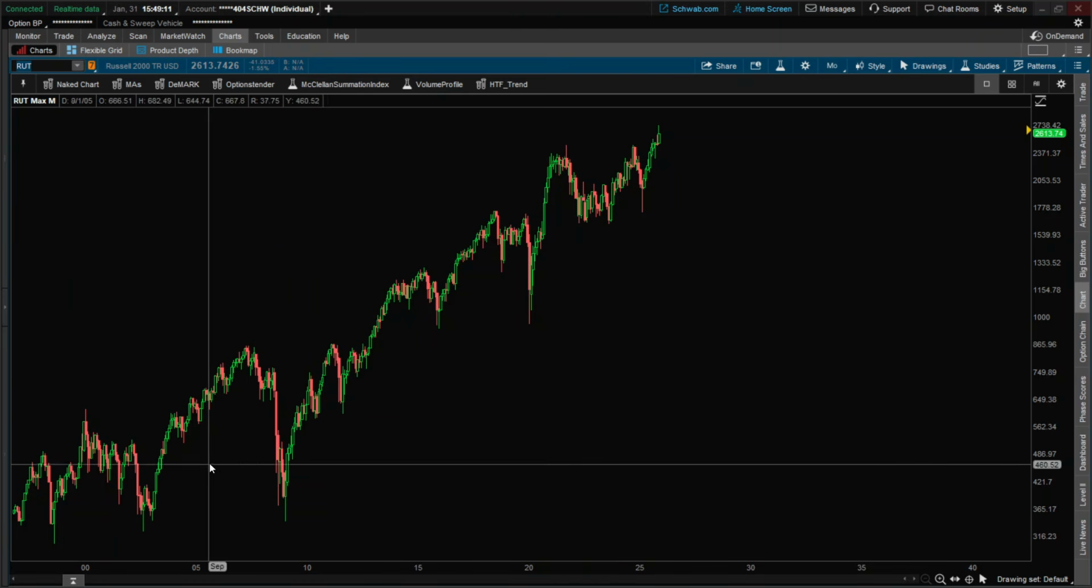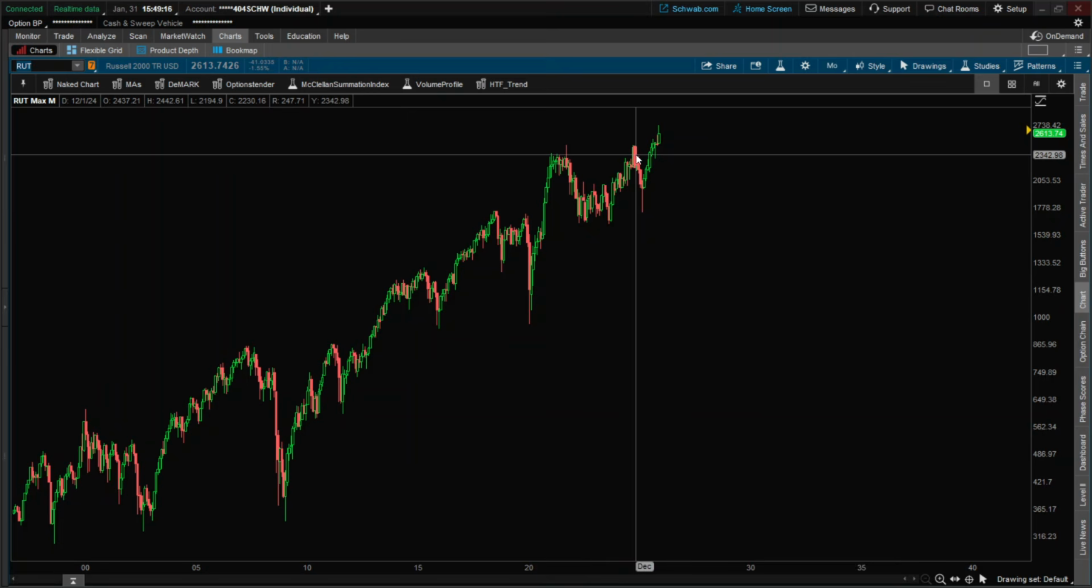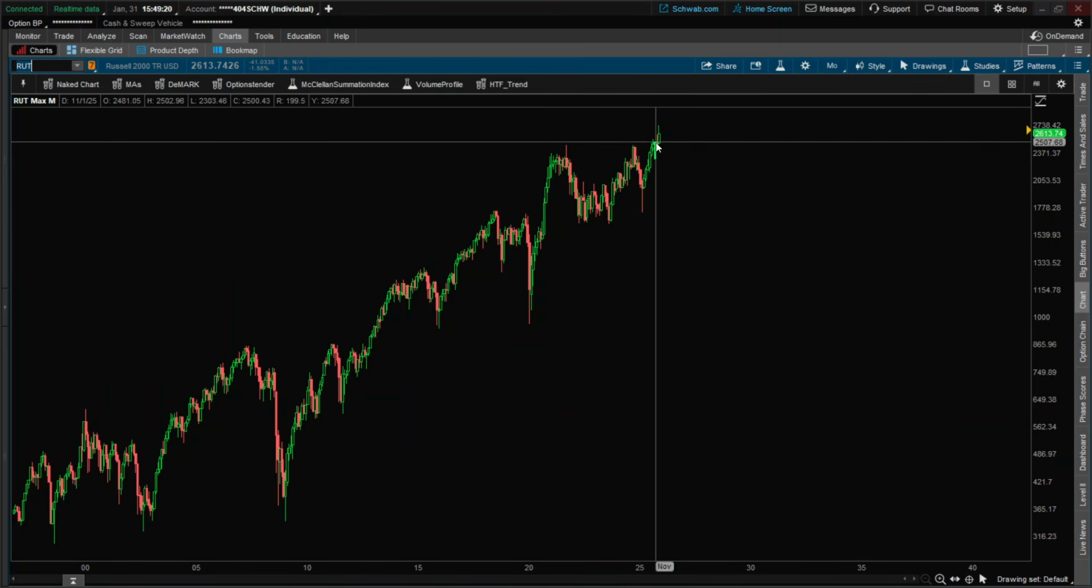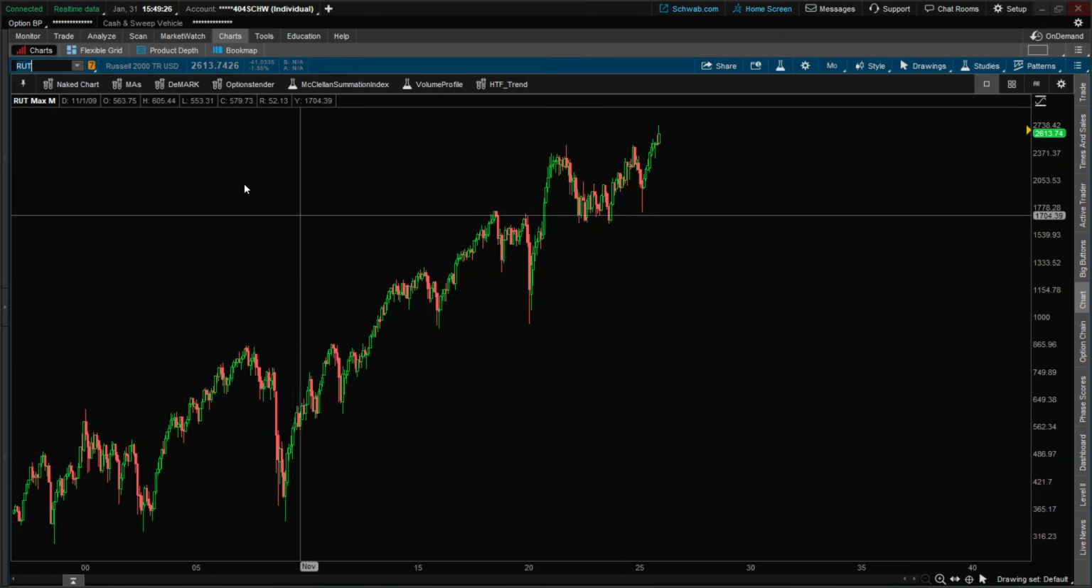Okay, and with this move, I'm not going to count it all out, but at the end here, we have an ending expanding diagonal here. 1, 2, 3, 4, 5. Are we done? That's the big question. Is this a reversal candle? We shall see. It's not pretty, but most of the time they're not on the monthly time frame.